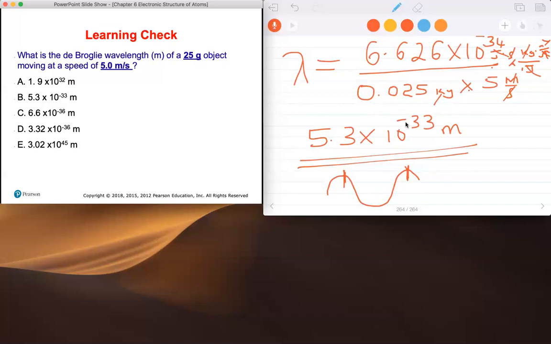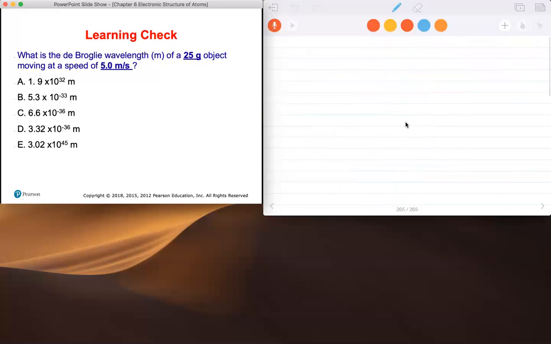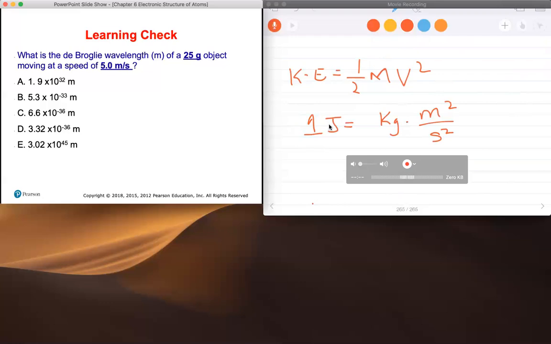Let me explain the unit cancellation. Previously for kinetic energy, you remember kinetic energy? I have mv squared, right? Remember v squared, and the mass was in kilogram. It turns out that 1 joule equals kilogram times meter squared over second squared. This is how we relate the energy of a moving object. This is the kinetic energy we talked about earlier on. I want you to remember that relationship between joules, which is the unit of energy, and the units you will end up with when calculating the kinetic energy.